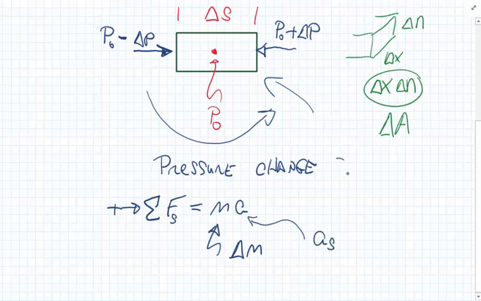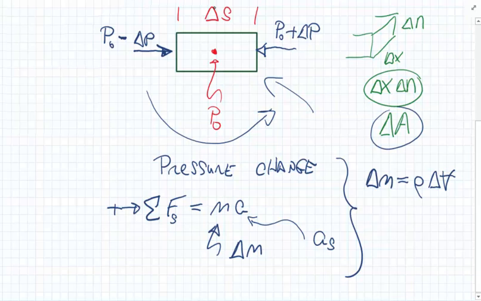So keeping it here, we're going to find out that delta m is going to be equal to the density of the fluid, and we're going to consider a constant density fluid, which is going to be one of the requirements of the Bernoulli equation, and this is going to be multiplied by delta volume. So if this is delta area, and we have delta S, we're going to find out that the delta volume term is going to be delta S times delta N and times delta X.